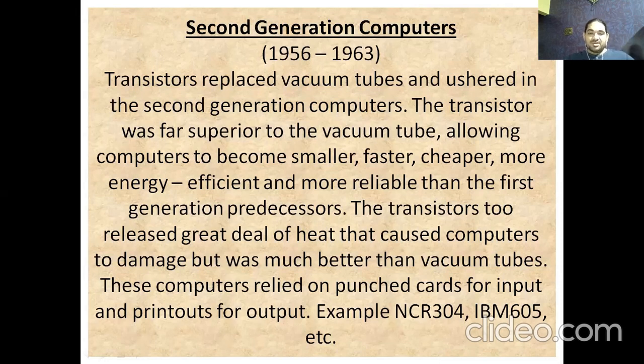These computers used punch cards for input and printouts for output, and I will show you pictures after this. Examples: NCR 304, IBM 605. These are the names of second generation computers. Two computer example names I have given you.